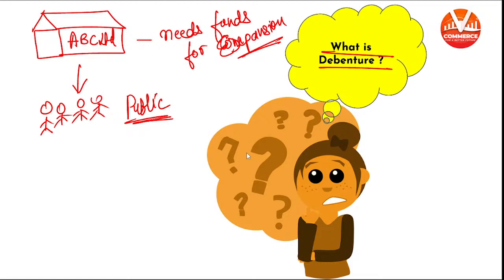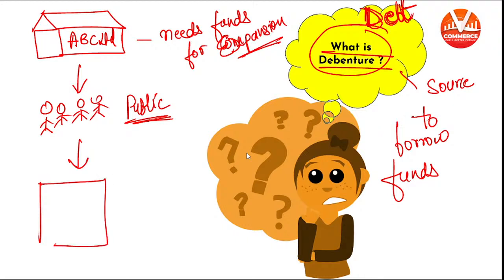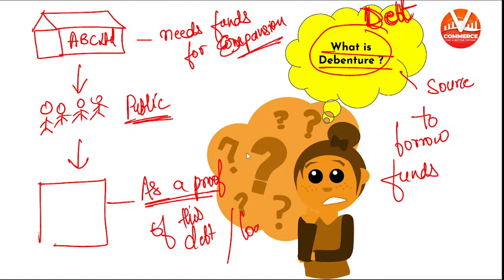So this debenture is a source to borrow fund. It is a source to borrow fund and therefore debenture is a debt. It is a liability for the company. So if the company wants to take money from the public, the company will take money from the public and it will issue them a certificate as a proof. This is a certificate which is a proof of this debt, of this borrowing, of this loan.